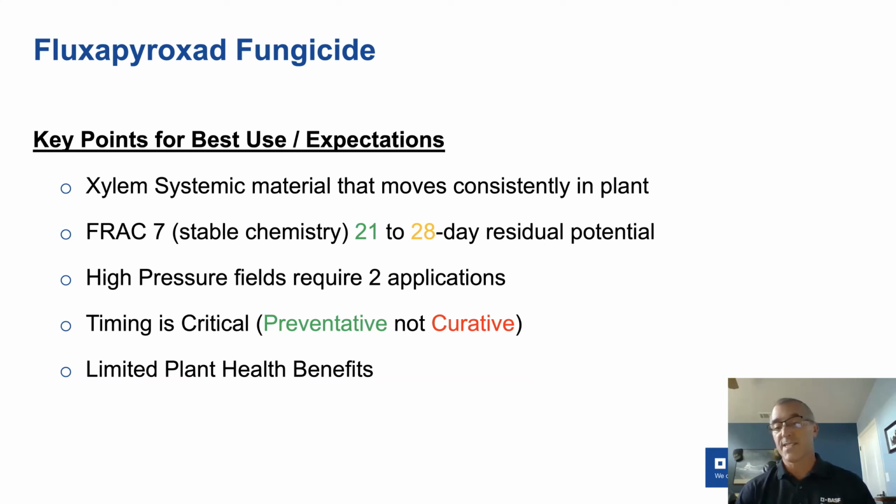It is very stable chemistry. And usually, in this case, I would say we're looking at 21 days, sometimes maybe 28, but I think the number to bank on is about 21 days potential residual for the control of coffee leaf rust. You're going to need 2 applications because this is a very high pressure disease. I'm going to suggest you use it twice.